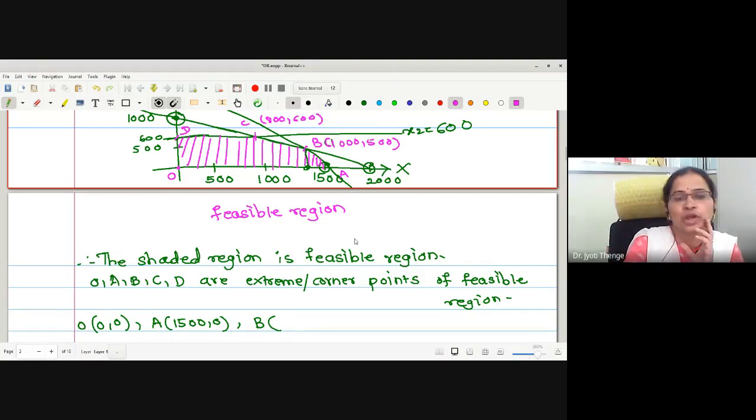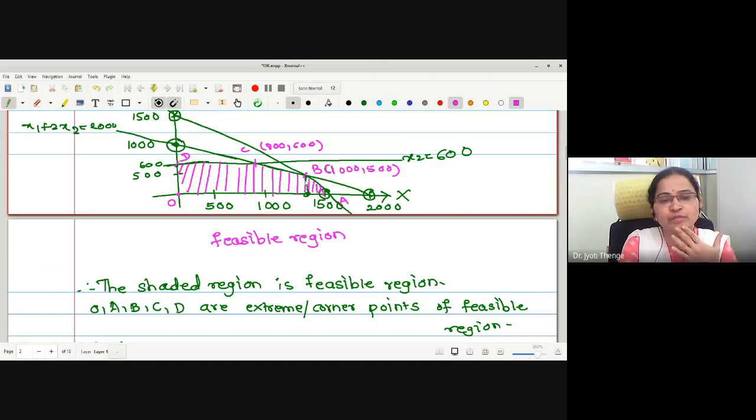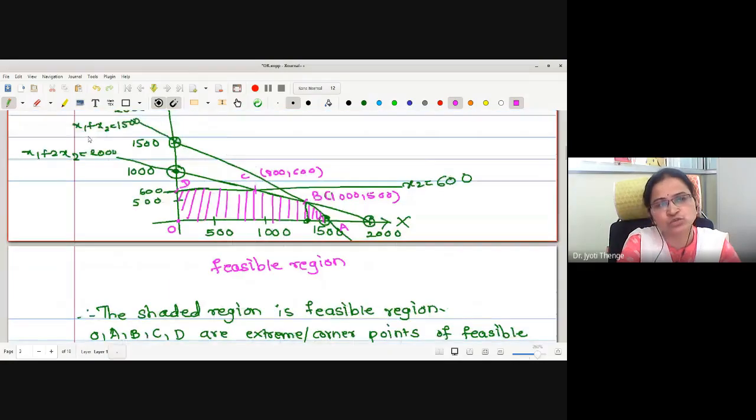Okay. Another way to find the coordinates of the points B and C: you can easily observe that B is the intersection of these two lines, x1 plus x2 equal to 1500 and x1 plus 2x2 equal to 2000. Suppose you are unable to get the exact value or you want to cross check that the coordinates you have obtained on the graph paper are the correct values or not, then what you have to do? You have to solve these two linear equations simultaneously to get the values of the coordinates. Similarly, this point C is the intersection of the two lines x1 plus 2x2 equal to 2000 and this x2 equal to 600. Let me check for C.